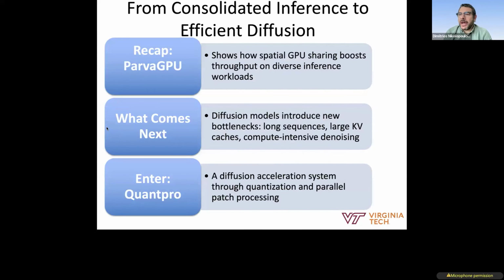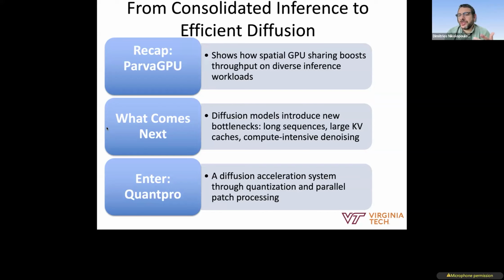Okay, so the final system I'm going to talk about briefly is QuantPro, and this is very early work, in fact, unpublished work yet. You probably know about diffusion models a little bit. They are a fundamentally different class of inference models. Unlike classification or vision language models that we talked about earlier, these generative models require iterative computation with a very big memory footprint and expansive intermediate data.